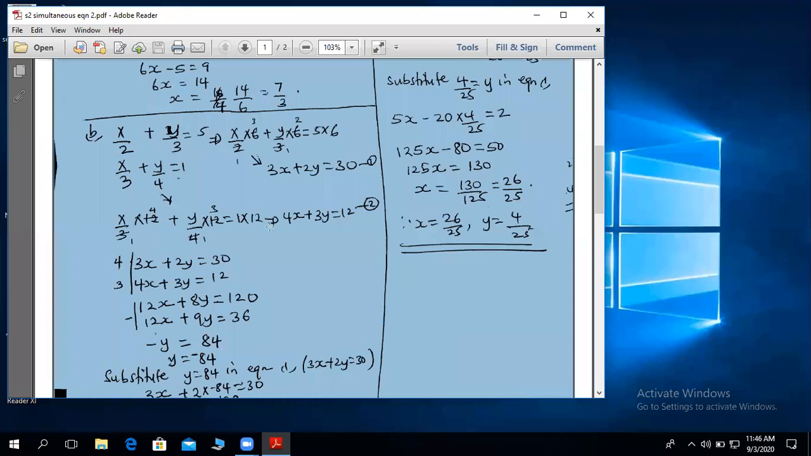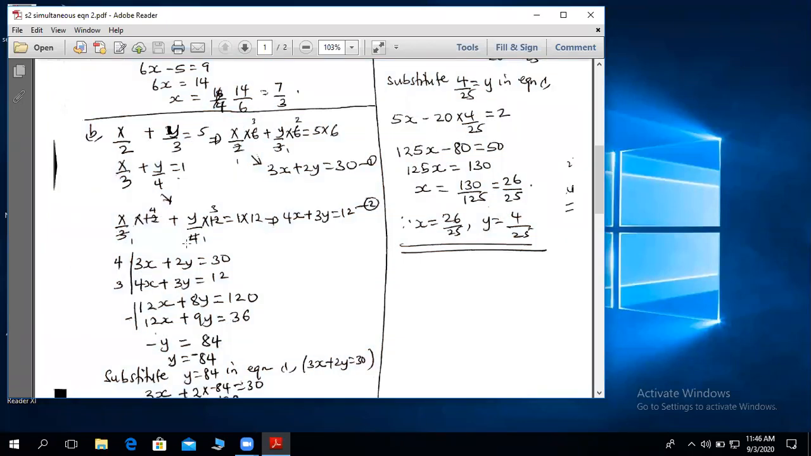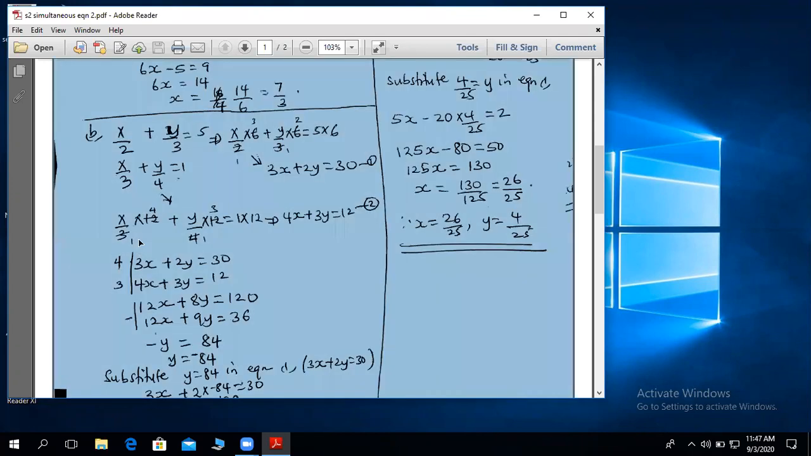So clearly, 12 divided by 3, the answer is 4. 12 divided by 4, the answer is 3. And 1 times 12, the answer is 12. So these are my two equations where I have removed the fraction, and I can now solve them using the elimination method. Please pay attention. This is the last time I'm giving you an example like this.